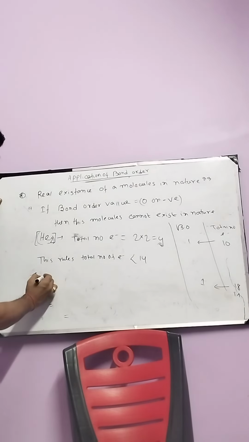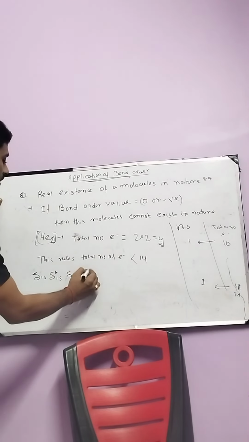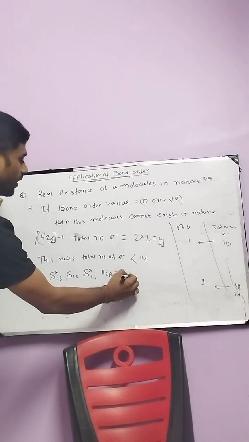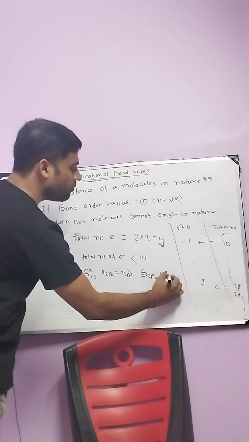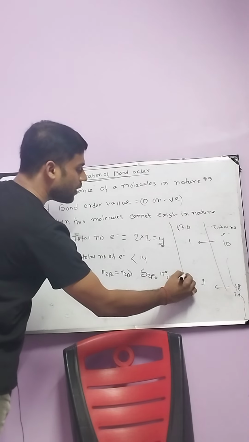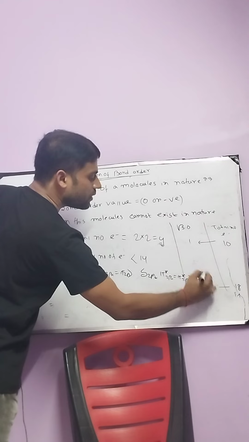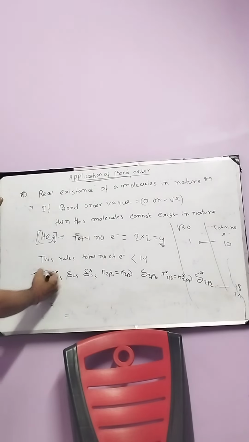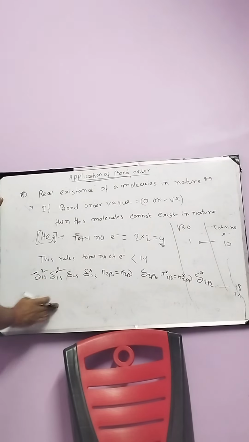The order is sigma 1s, sigma star 1s, sigma 2s, sigma star 2s, pi 2px equal to pi 2py, then sigma 2pz, pi star 2px equal to pi star 2py, and finally sigma star 2pz. Each molecular orbital contains a maximum of 2 electrons. So the electrons are filled in completely.